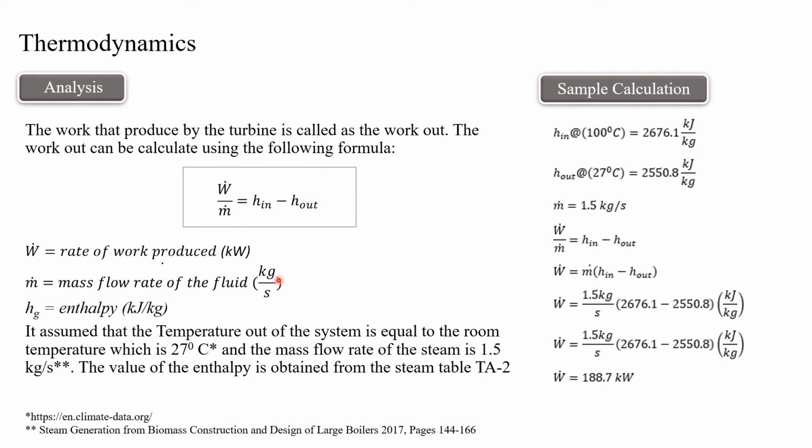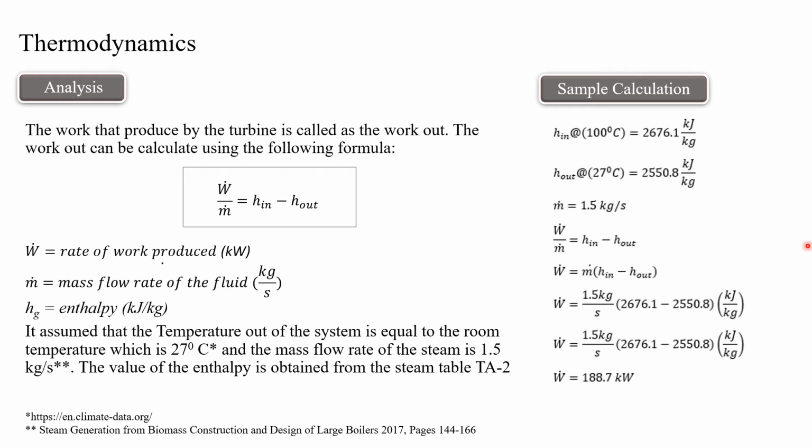In this experiment, we assume that the temperature out of the system is equal to the room temperature, which is 27 degrees Celsius, and the mass flow rate of the system is assumed to be 1.5 kilograms per second. The value of the enthalpy is obtained from the steam table, which is table A2.